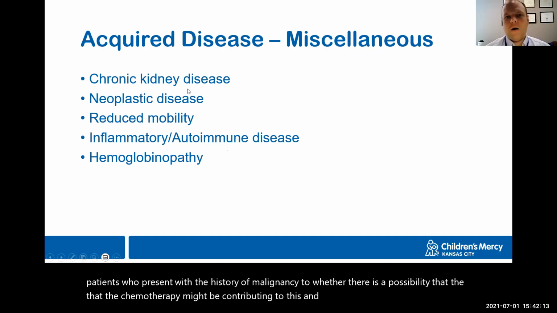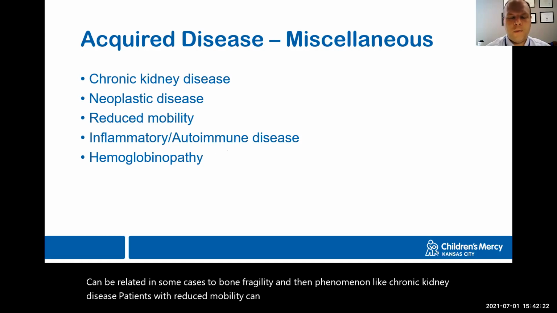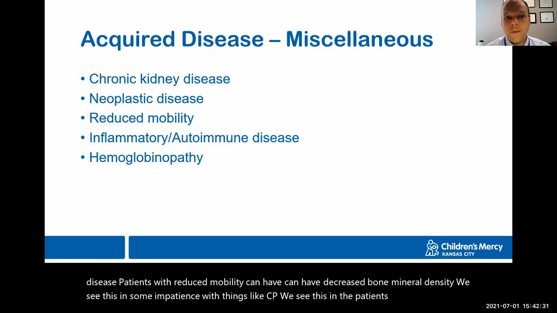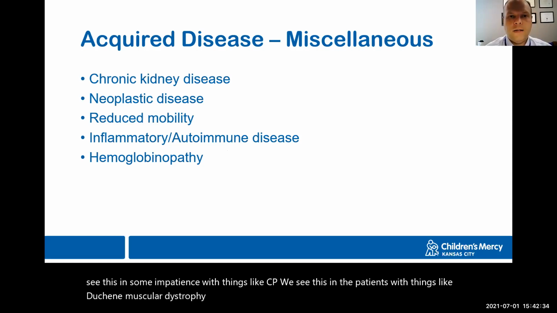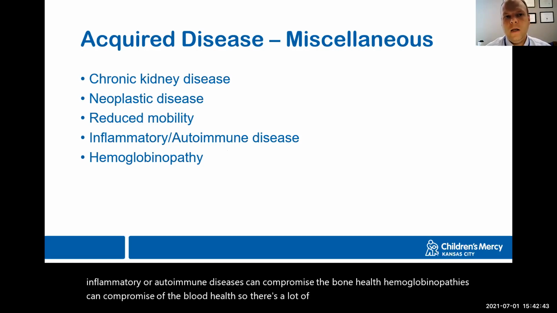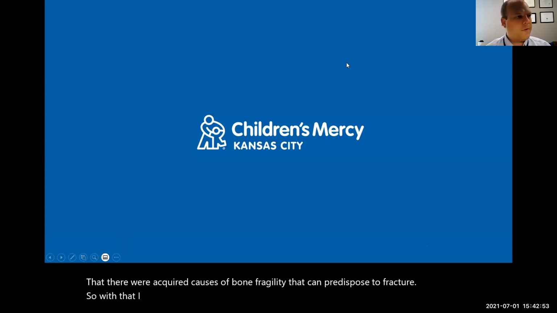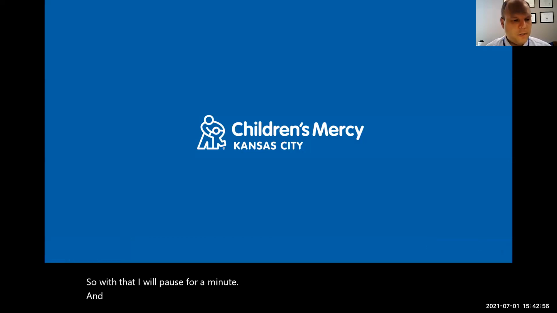And then neoplastic disease itself can be related in some cases to bone fragility. And then phenomena like chronic kidney disease. Patients with reduced mobility can have decreased bone mineral density. We see this in patients with things like CP. We see this with patients with things like Duchenne muscular dystrophy, where we can see significant decreases in bone mineral density. Inflammatory or autoimmune diseases can compromise bone health. Hemoglobinopathies can compromise bone health. So there are a lot of acquired causes of bone fragility that can predispose to fracture. So with that, I will pause for a minute, and I will open this back up to Dr. Toast.